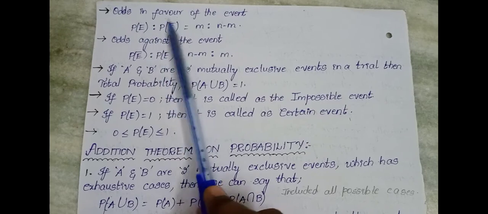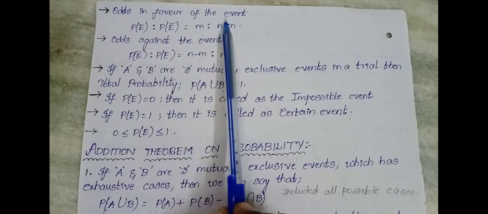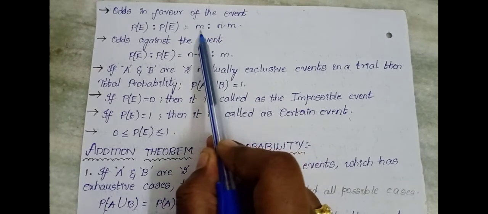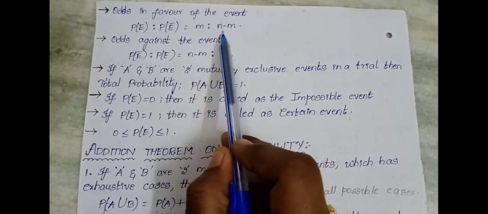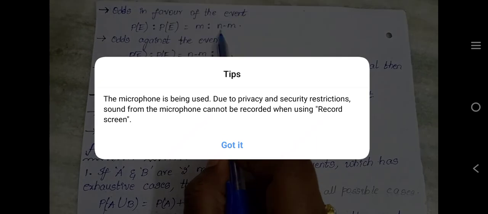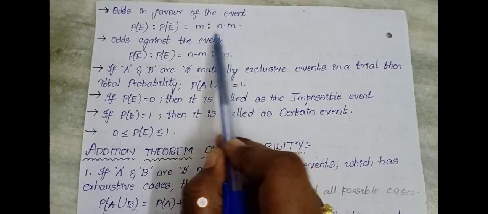P of E is to P of E bar. If you see odds in favor of the event in a question paper, then use this formula. Probability of favorable outcomes is to n minus m.